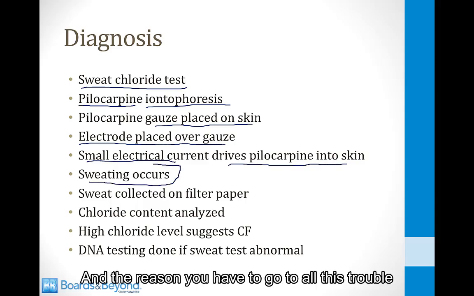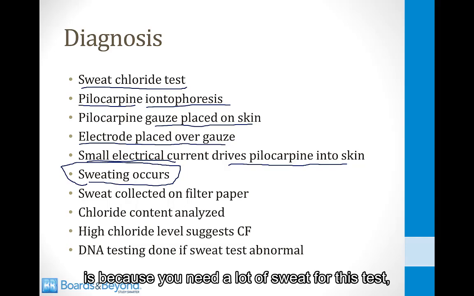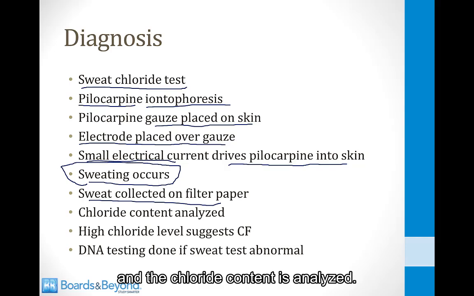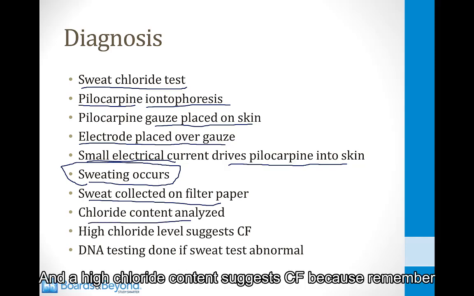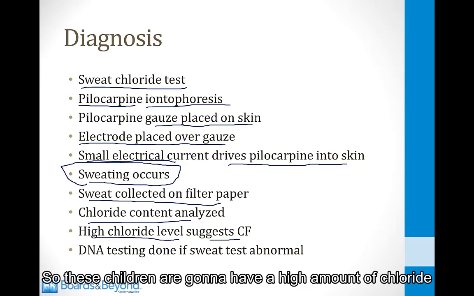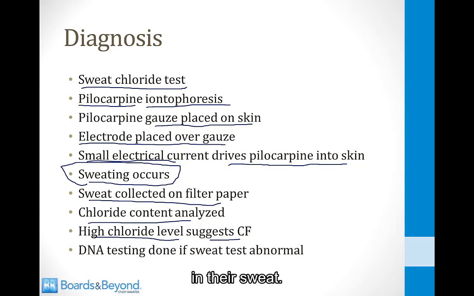creates sweating. And the reason you have to go to all this trouble is because you need a lot of sweat for this test. You can't just put the child in a hot room. You have to actually generate a significant quantity of sweat to analyze. The sweat's then collected on filter paper, and the chloride content is analyzed. And a high chloride content suggests CF, because remember that CFTR protein removes chloride from sweat. So these children are going to have a high amount of chloride in their sweat.